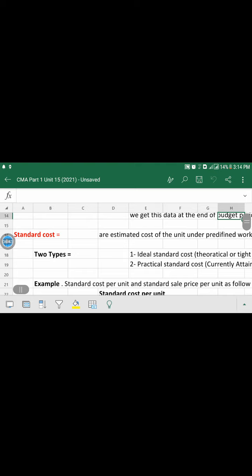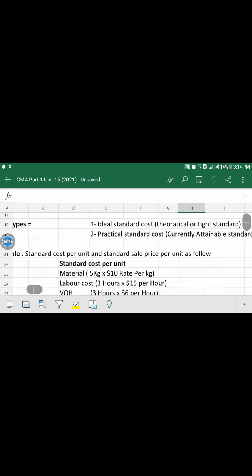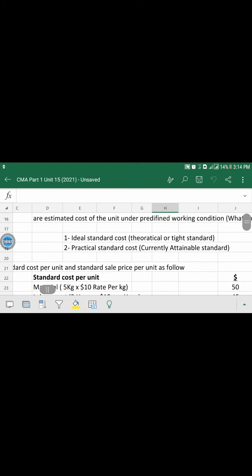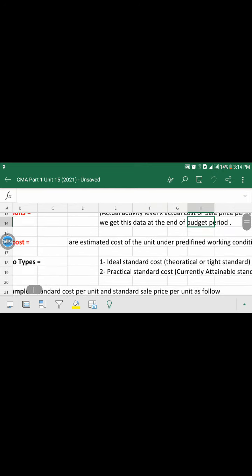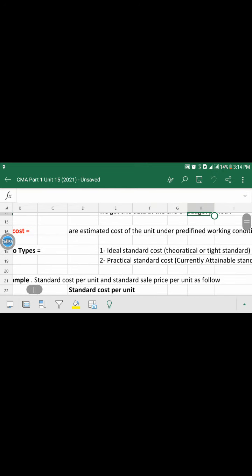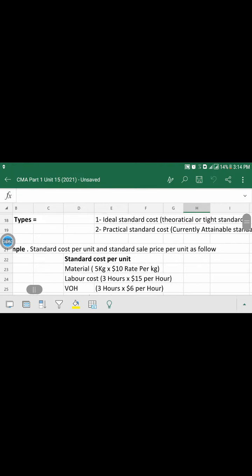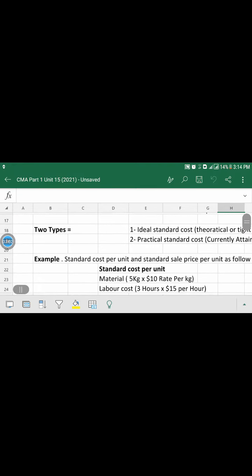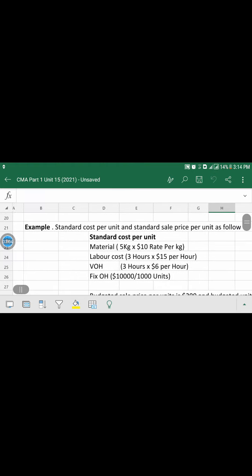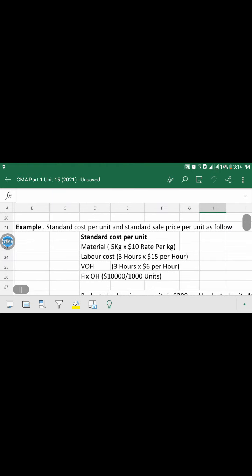There are two types of estimated cost: the ideal standard cost, which we study theoretically, and the practical standard cost, the currently attainable standard cost. So we will basically study this one. What is the standard cost? For example, we have the standard cost per unit, and a standard sales price per unit is available.